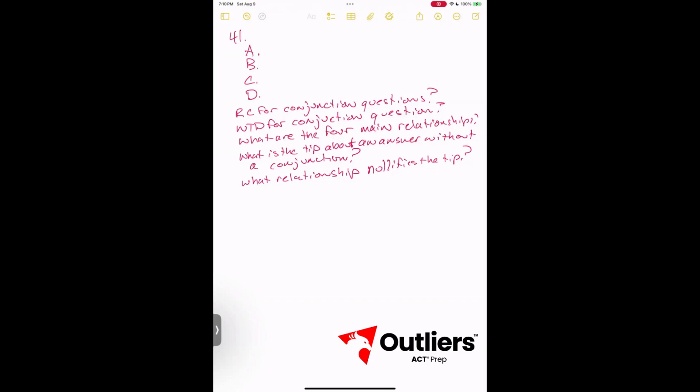What relationship nullifies the tip? So if you read the clause before and after and the relationship is contrast, you need to have a conjunction, okay? But that is very rare. We're just giving you that to give you confidence that you can choose the answer. Obviously we still want to consider all the answers. We don't just want to choose that based on a tip, but the tip is very useful.